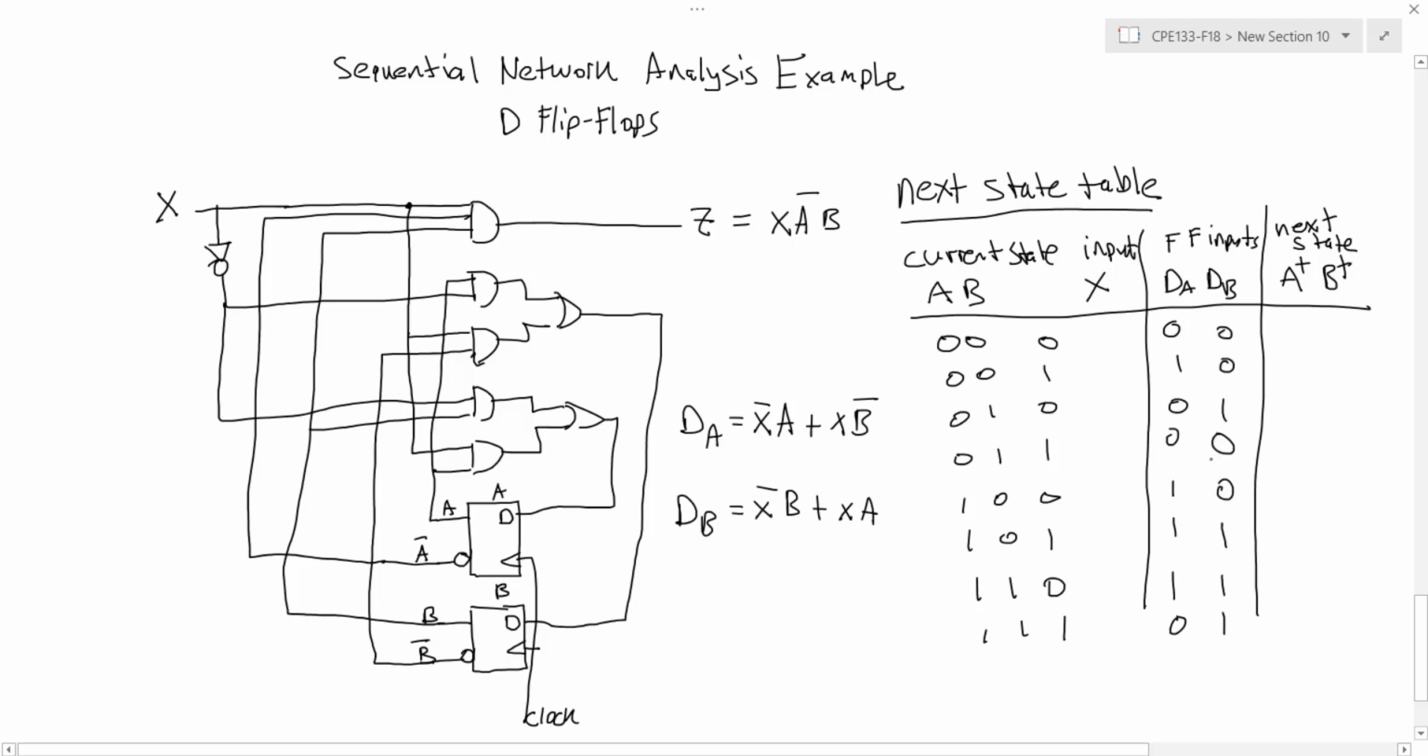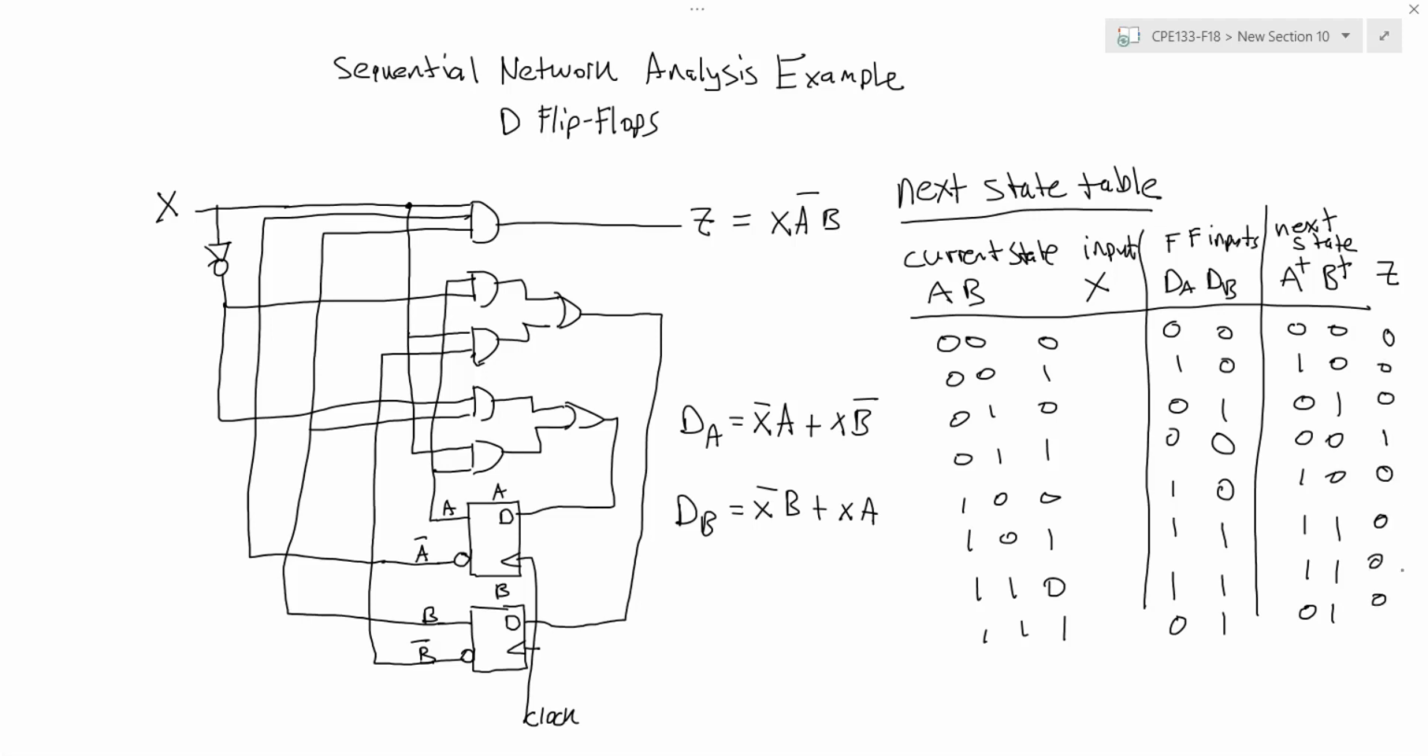Now for D flip-flops, it's easy to determine what the next state is based on the inputs because D, and you can think of D standing for data, the data flip-flop, whatever the D input is, that's what my next state is going to be on the next clock edge. So I have something like this. And my output is just when X is 1, A is 0, and B is 1.